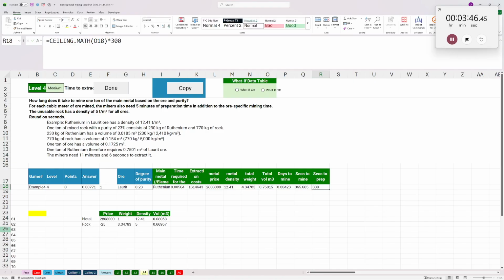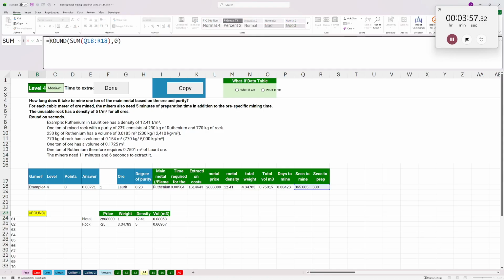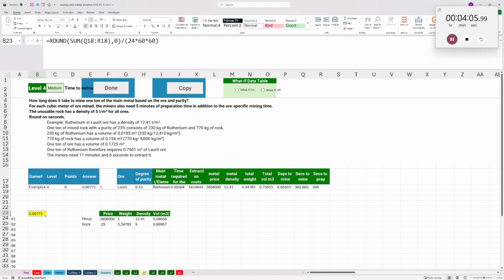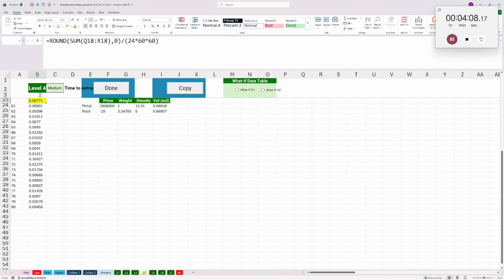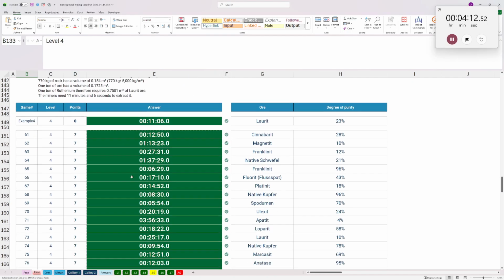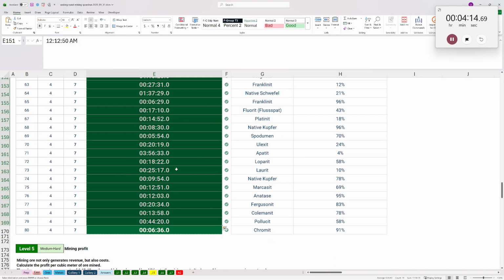300 seconds. So now that I've got that, I want to round the sum of the seconds here to the nearest second. Now I've got the nearest second, and I've got to convert that back to days by dividing by 24 times 60 times 60, which will give me this. That doesn't look like the answers do, but once you put in the fraction of a day, Excel converts it to minutes and seconds.